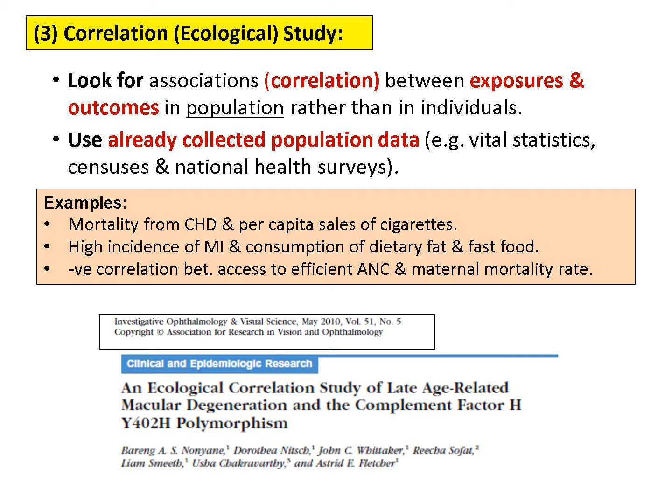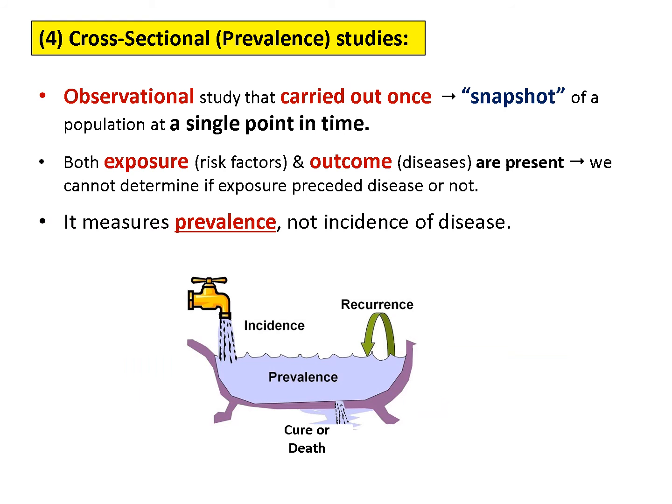And this is an example of the ecological study. The fourth type is the cross-sectional or prevalence studies. It's named prevalence because we detect prevalence from it. An observational study that is carried out once is a cross-sectional study, and it's characterized by being a snapshot of the population at a single point in time. We detect the exposure and the outcome in the same setting.